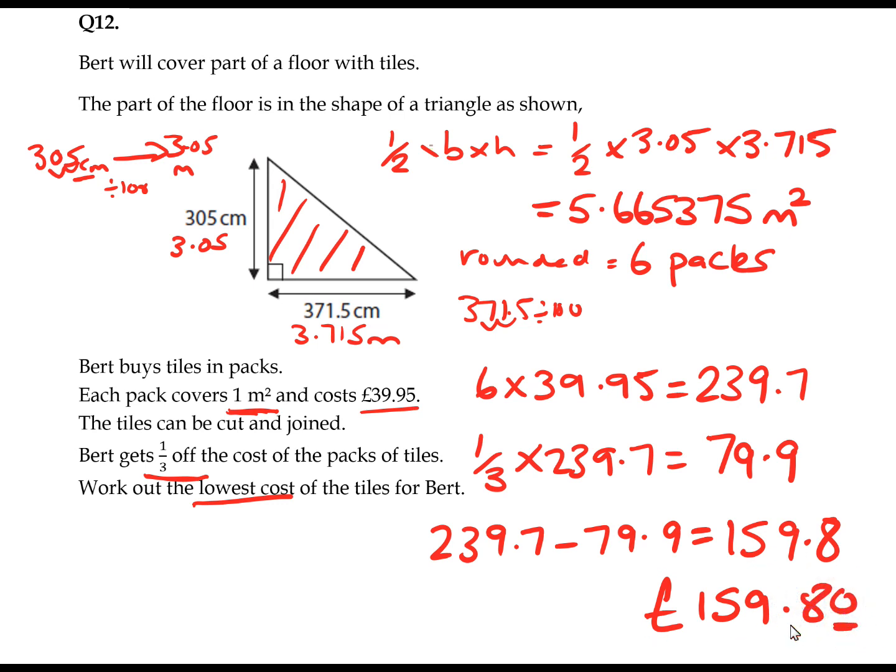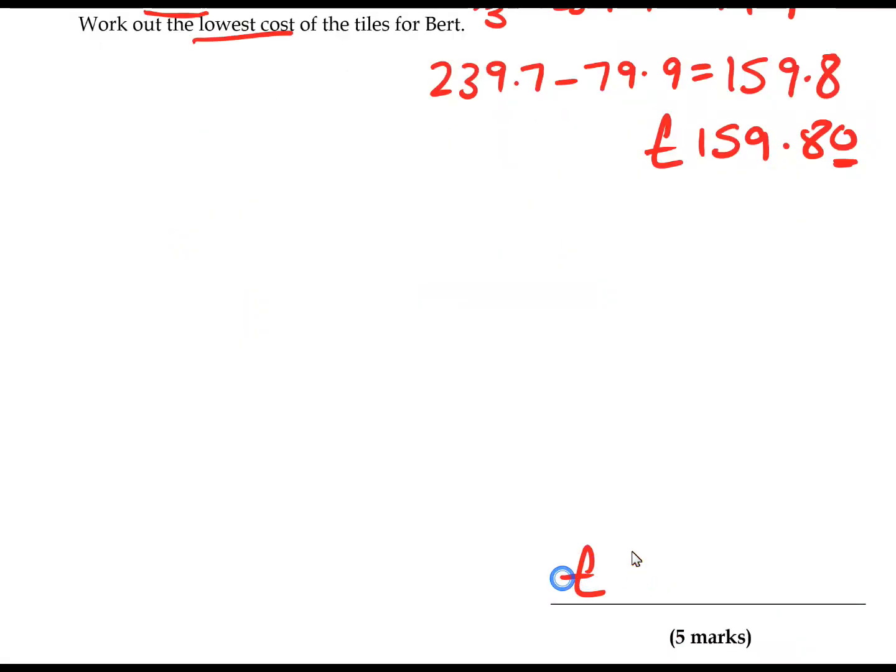Notice, put in the second decimal place when you start putting in the money symbol. So on the answer line, the price of £159.80, and that's worth 5 marks for the working out. So the calculation of the area and the number of packs and so on.